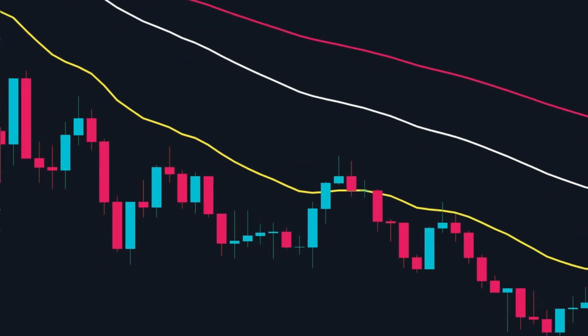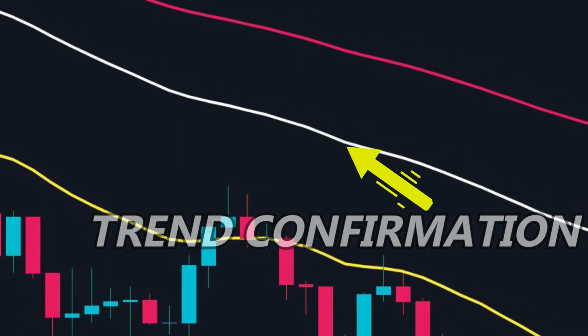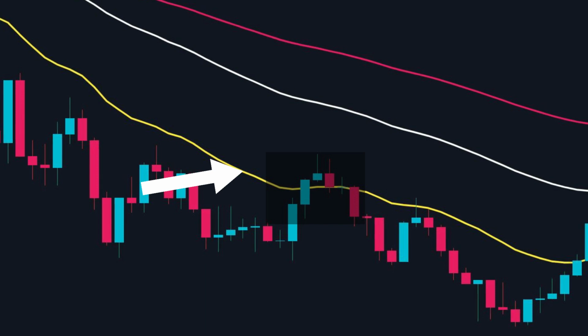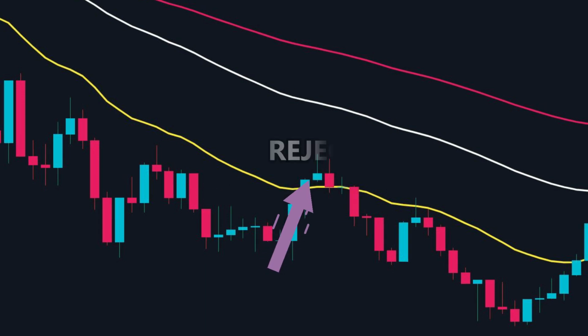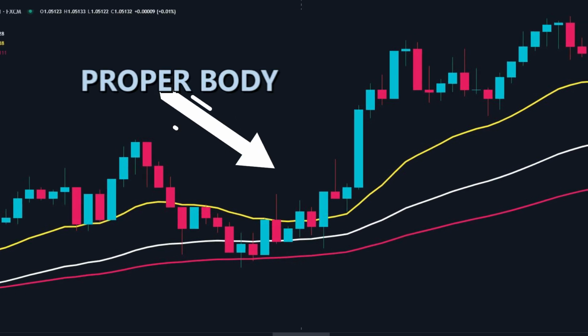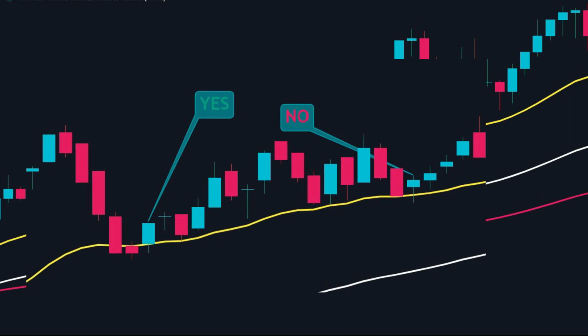The strategy is simple. We have 3 EMAs on the chart. The red EMA is simply a trend direction, whereas the white EMA works as a trend confirmation and a stop loss. The yellow EMA is entry line, and we only enter a trade after the rejection of pullback. And the candle which is exiting should have a proper body, meaning that it shouldn't be only half wick, half body. It will make more sense when I will show you the entries.